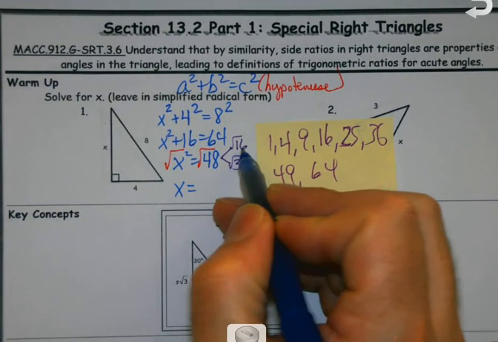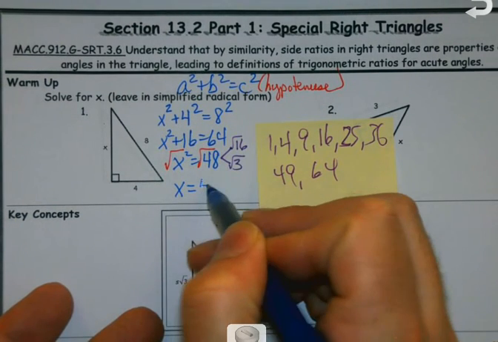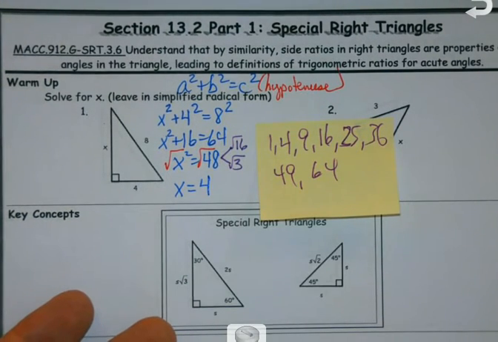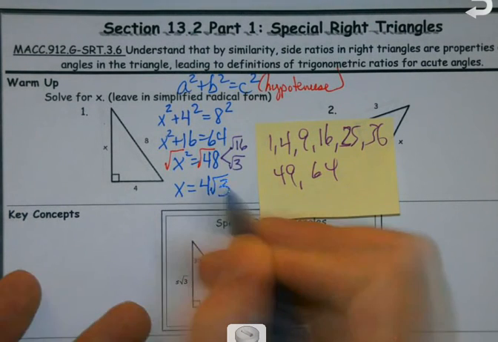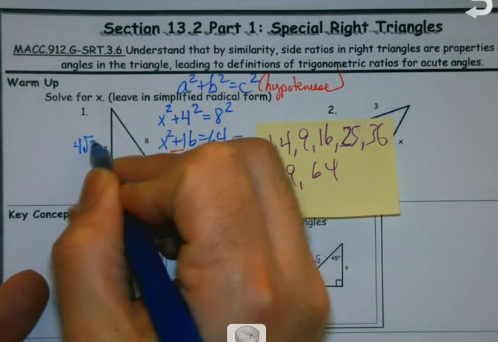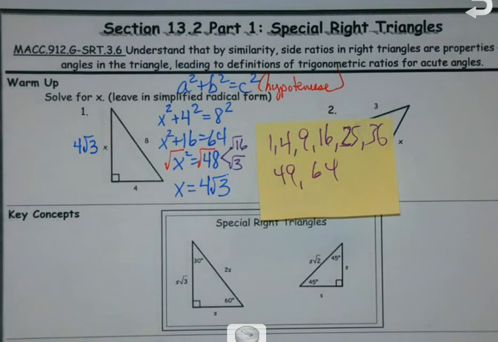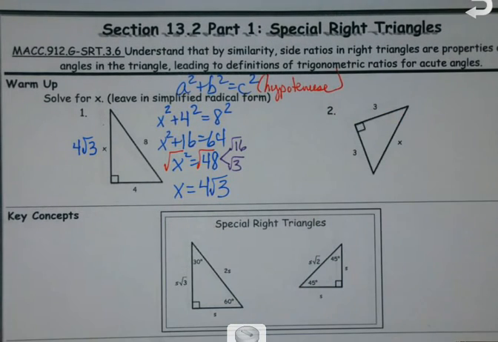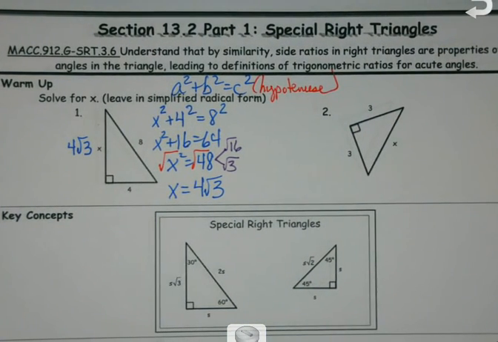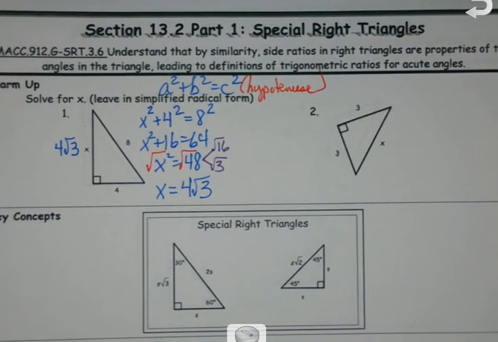And so the square root of 16 is 4. Not the square root of 4, just 4, because it's a perfect square. It breaks down clean. But the 3 isn't. So this side of my right triangle would be 4 square root of 3. And we're going to make a connection with that in just a minute. I'm just letting you see how this works. So that's this one.